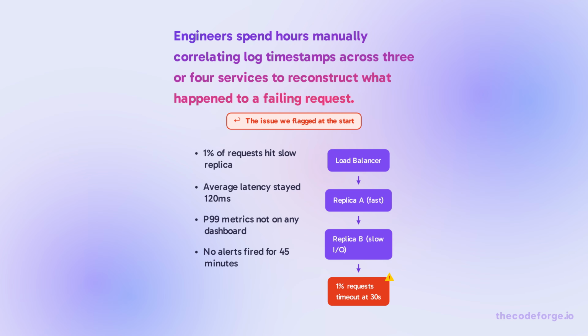A single read replica had slow disk I/O after a storage resize. The load balancer sent about 1% of queries to this replica. Because 99% of requests were fast, average latency never budged. P99 metrics didn't exist on any dashboard, so no alert fired. Engineers spent 45 minutes looking at green dashboards while users experienced 30-second hangs.